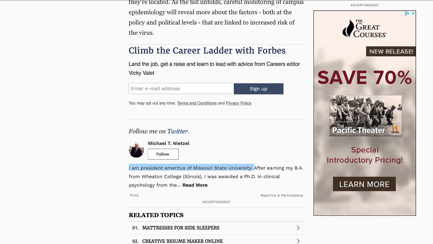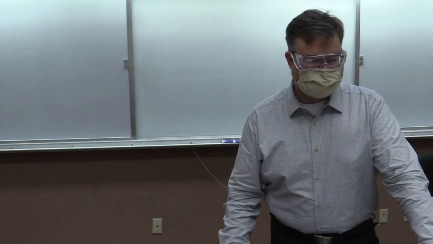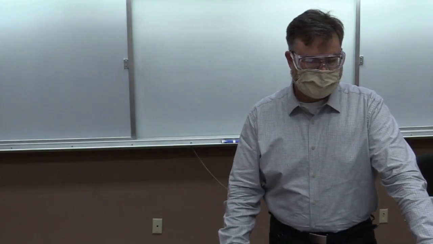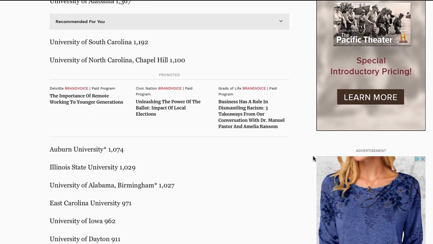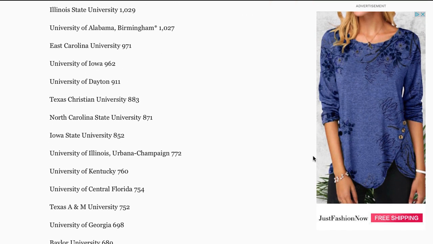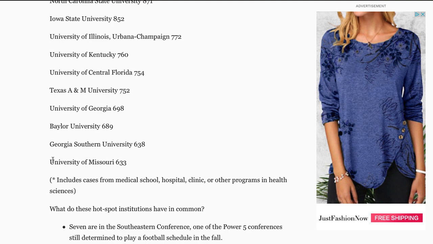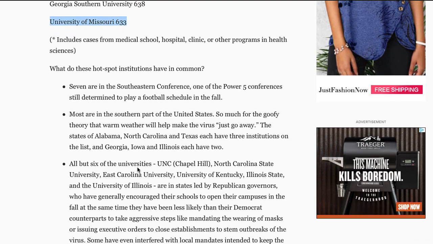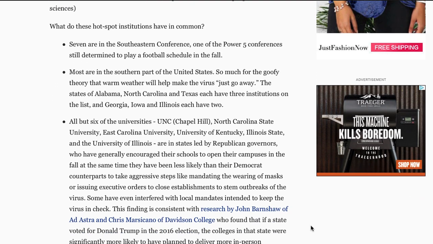So he's written this article for Forbes magazine. And it's well worth the read. It takes you through the top 20 universities and the number of cases. Now, Missouri State, we barely missed the 20 cutoff. There's the University of Missouri, Mizzou, up in Columbia. And this is just well worth the read. You can see what are the differences in schools where there are more or fewer cases. He's focusing specifically on the schools where there are more cases.